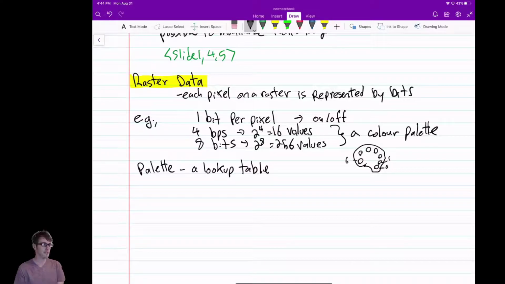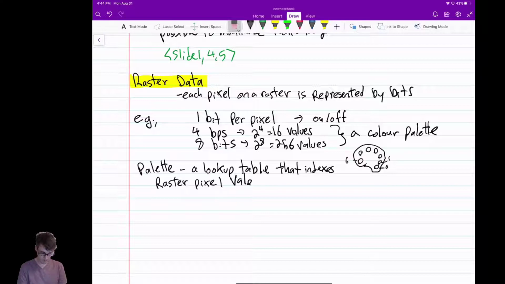So a palette was a lookup table that indexes raster pixel values, like 0 or 4, to RGB intensities.